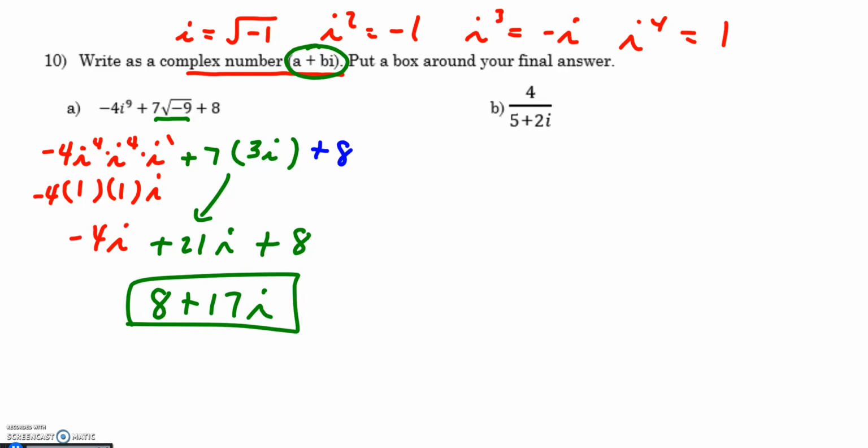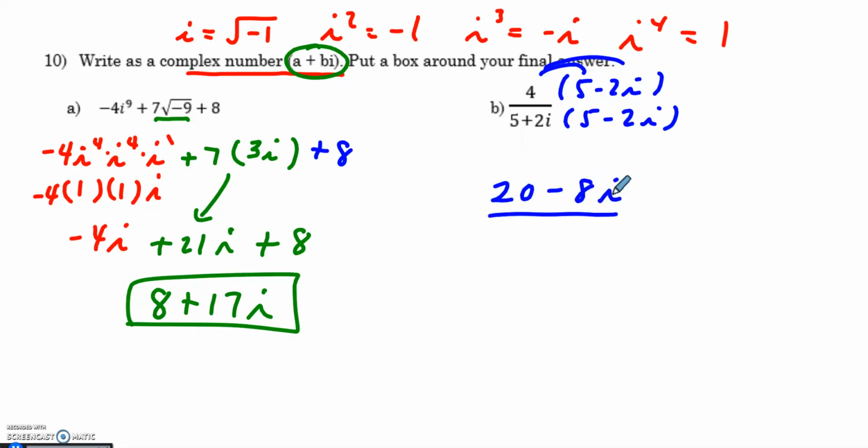Part B, what we need to use is the conjugate. Just like radicals, we can't have imaginaries in the denominator. So we multiply top and bottom by the conjugate in the hopes that we get rid of the i's in the denominator. Let's see if it works. If I distribute the 4 in on top, I would have 20 minus 8i in the numerator. And then, if you remember, this is a binomial times a binomial, so we'd have to do FOIL here.